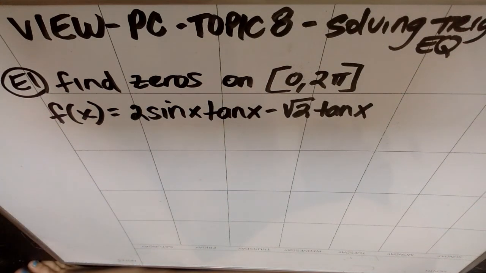This is the View Pre-Calculus course. We're doing topic 8 today, which is solving trig equations and finding the zeros of trig functions. So we're going to start right in with example 1.